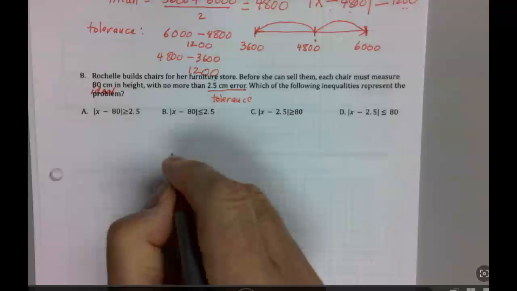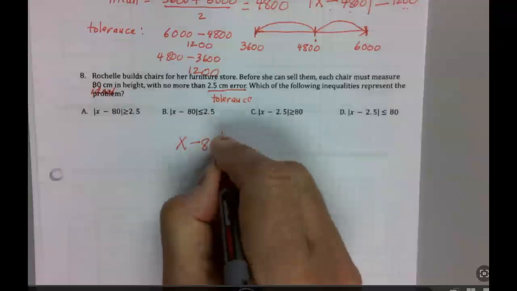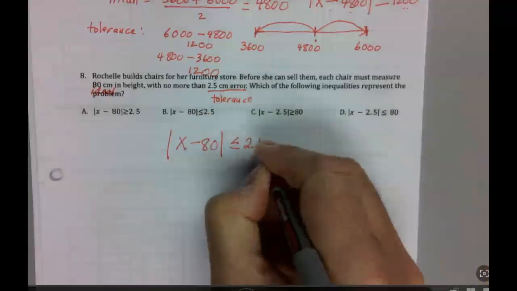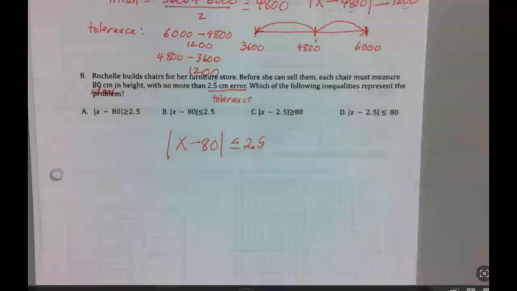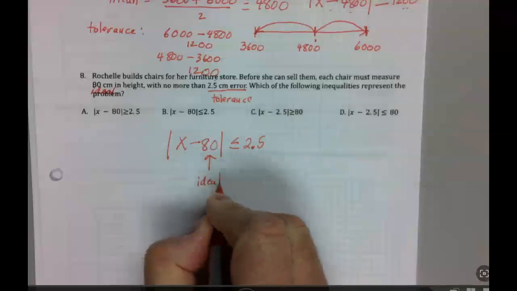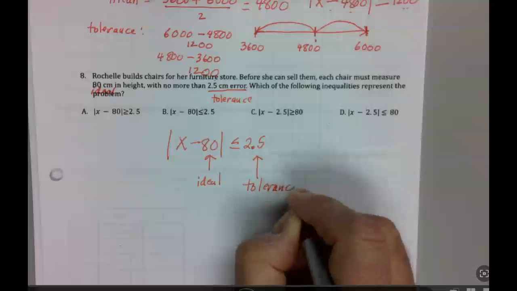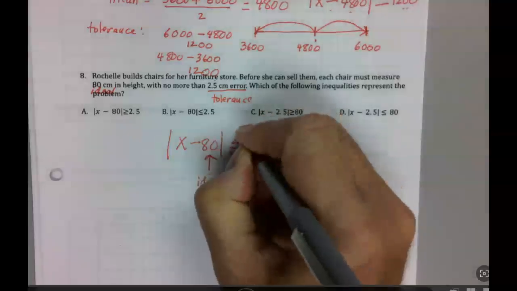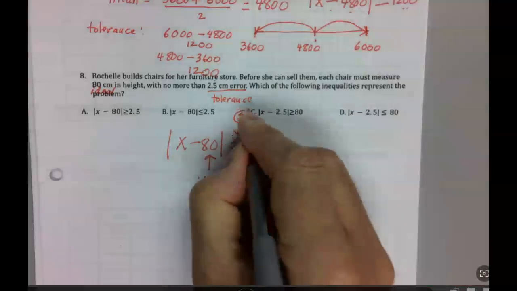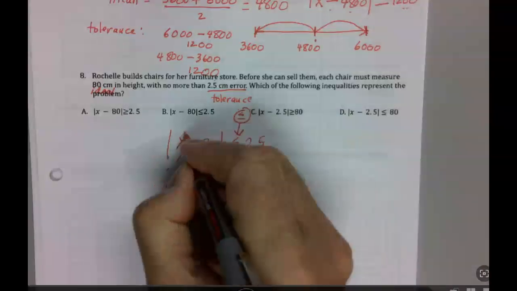So x minus 80 centimeters, absolute value, is less than or equal to the tolerance. This is the easiest one, isn't it? This is your actual or ideal. This is your tolerance. This is always going to be this, isn't it? It's always going to be that. Always, always, always. This is always going to be minus, always. And then this will always be x.